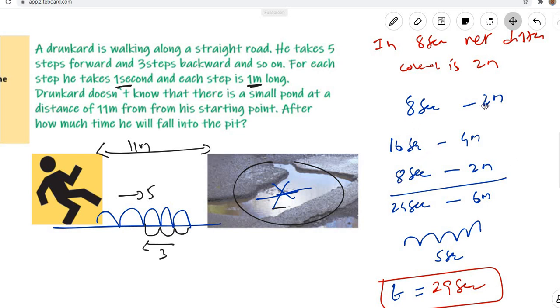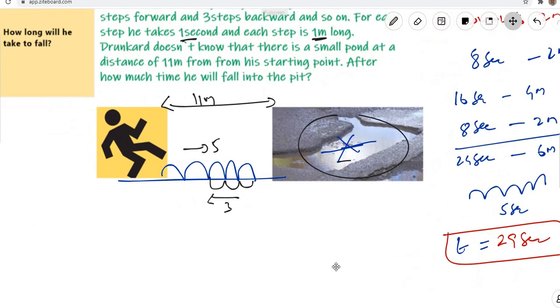Since he takes 1 second for each 1 meter, after 8 seconds, 2 meters, because 5 meters forward and 3 meters backward, the net distance covered is only 2 meters. After 16 seconds, 4 meters. After 24 seconds, he'll travel only 6 meters. There are 5 more steps he has to take, and by the 5th second he cannot come back because he'll fall into the pit. So this is the last problem.